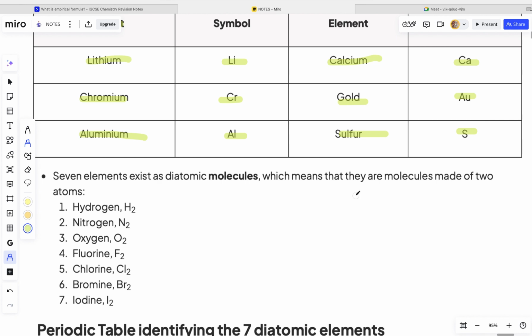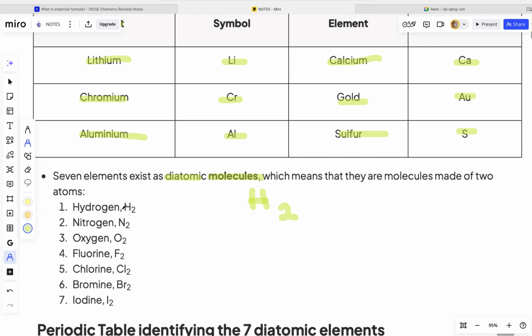Now let's take a look at the several elements that exist as diatomic molecules. The word diatomic means, for example, you write H2: you write the symbol and put a small subscript 2 beside it. We call it diatomic. Di means 2, so they have 2 atoms. That means that every single molecule of that element has 2 atoms.